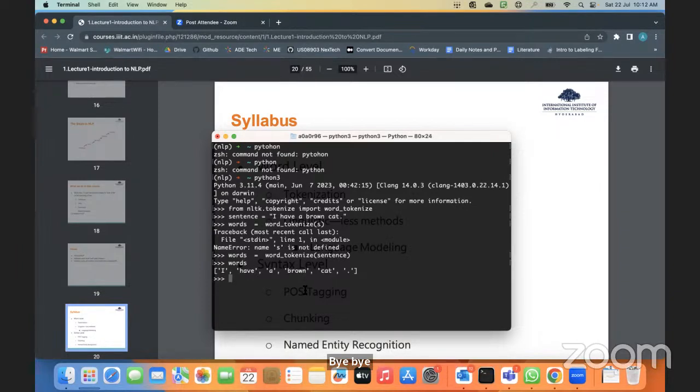So this is how it tokenizes the sentence. I have a brown cat, it differentiates into I, have, a, brown, cat, full stop. Now after this, what you do is we remove the stop words. So let's say we have a list of stop words: I, a. Let's say we have this list for now. We iterate through the stop words for words in words.